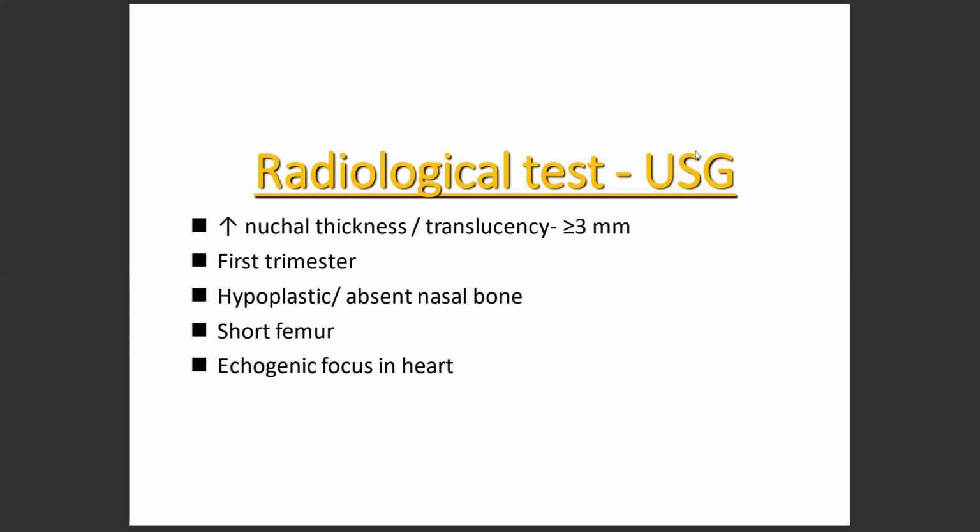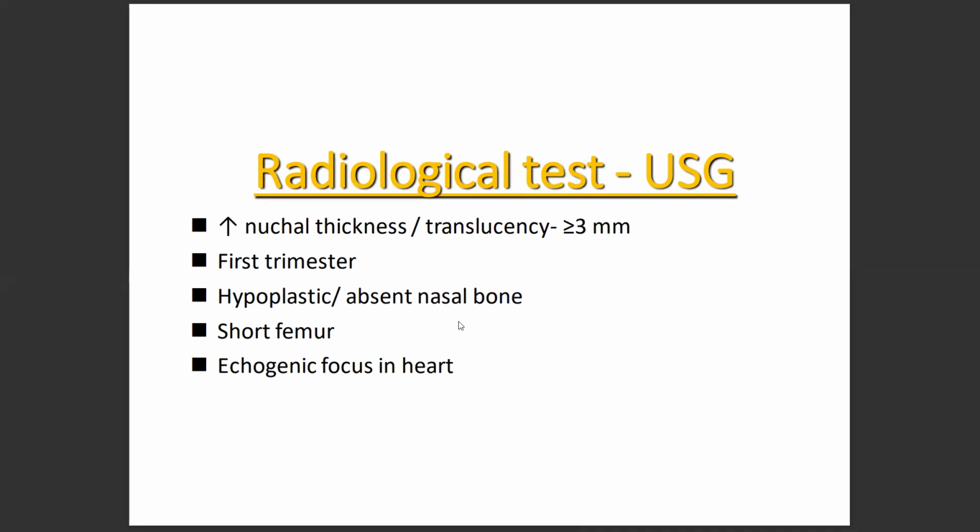Then about the radiological test, that is the USG. This is also asked as a sub question in the essay on Down syndrome. So the USG findings in the case of a Down syndrome child will be increased nuchal translucency thickness, greater than or equal to 3 millimeters.